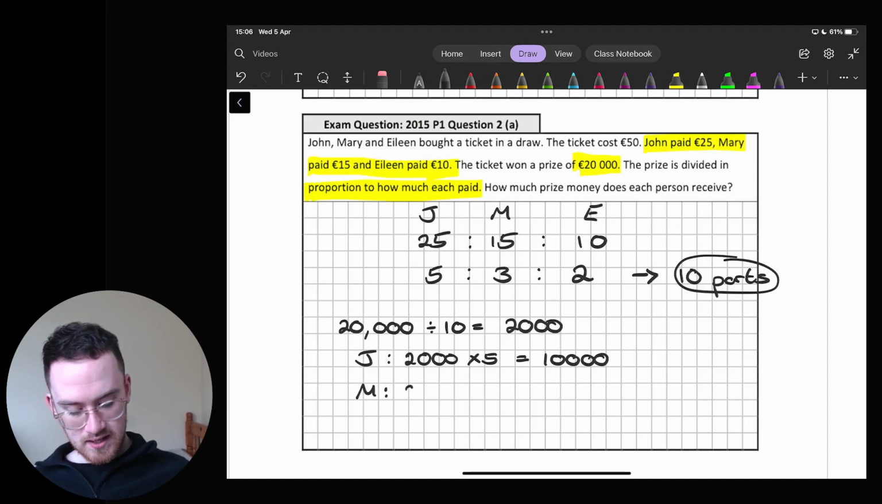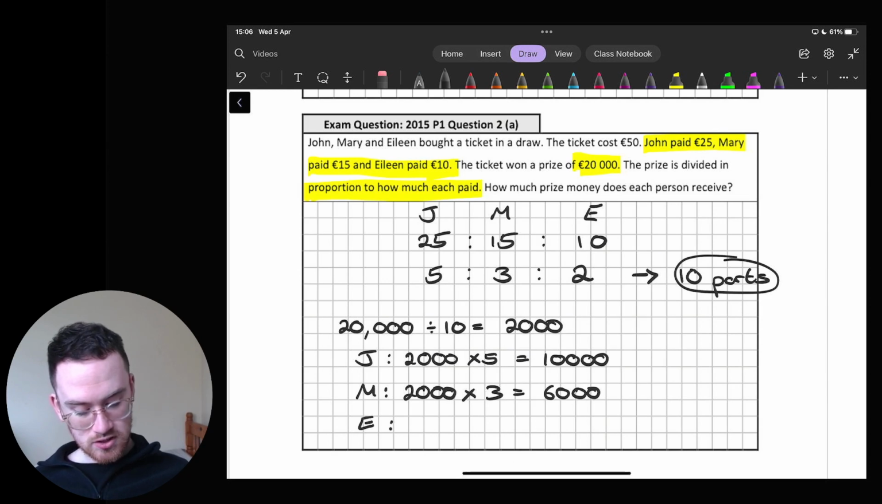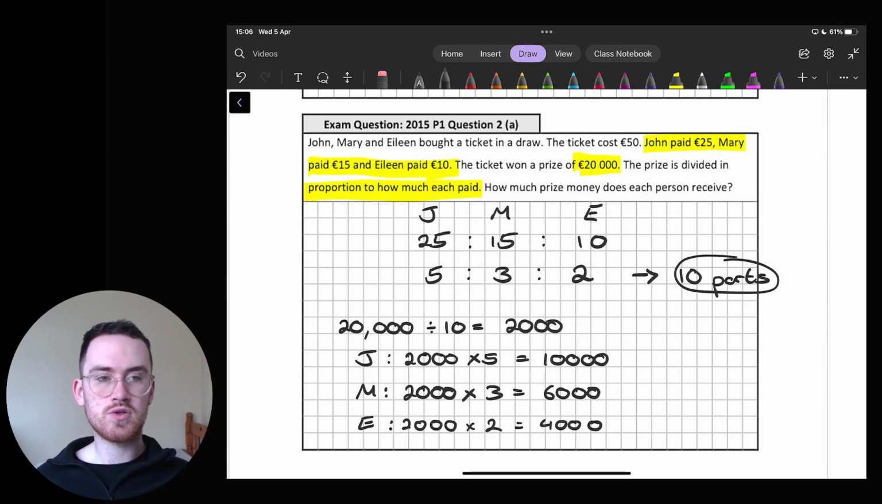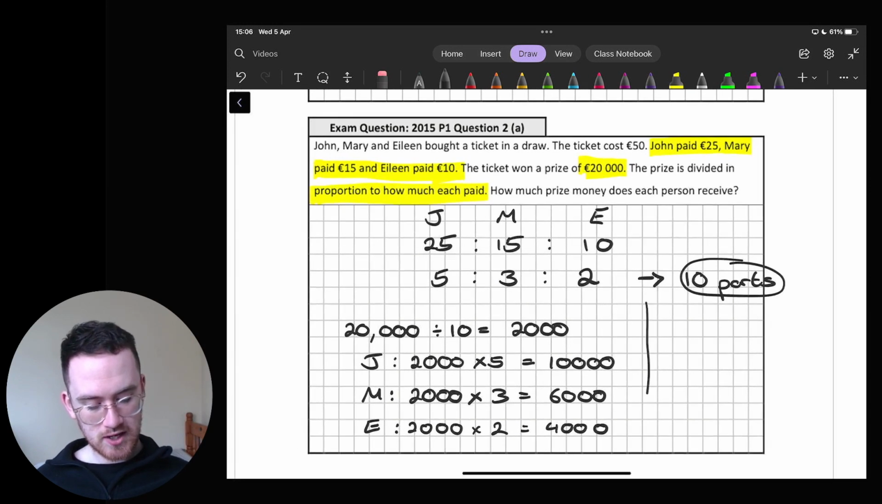Then Mary is getting, obviously the 2,000 was one share. She's getting 3, so she's getting 6,000. And Eileen then is going to get 2 shares of it, so she gets the 4,000. And if we add those up, it adds back up to the 20,000 prize that they had in the first place. And this makes sense because if we think of it in terms of fractions, if we decide we don't like the parts way and we want to do it in terms of proportions that way, if there's 10 in total and John gets 5 out of the 10, he gets half of it. And half of 20,000 would be 10,000.